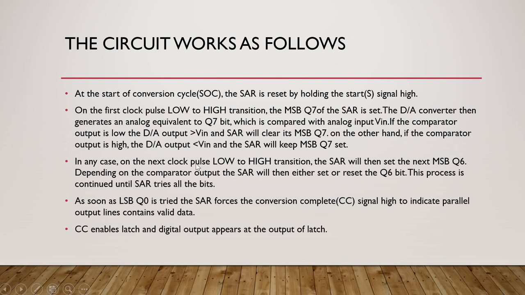In any case, on the next clock pulse, what happens? The SAR will set the next MSB Q6 and, depending on the comparator output, either reset or retain the Q6 bit. This process is continued until the SAR tries all the bits. As soon as the least significant bit, Q0, is tried, the SAR forces the conversion complete CC signal high, to indicate that the parallel output lines contain valid data. So CC enables the latch and the digital output appears at the output of the latch.